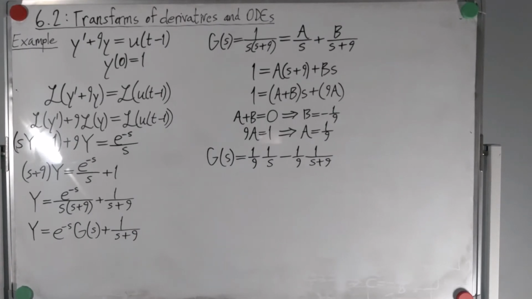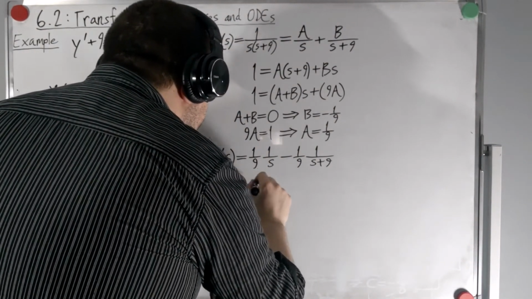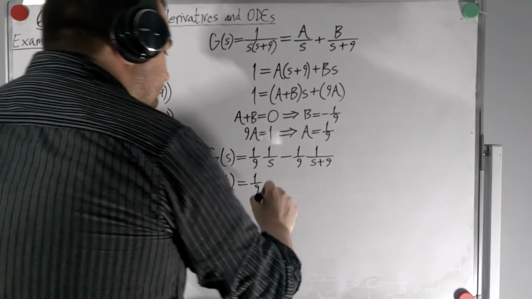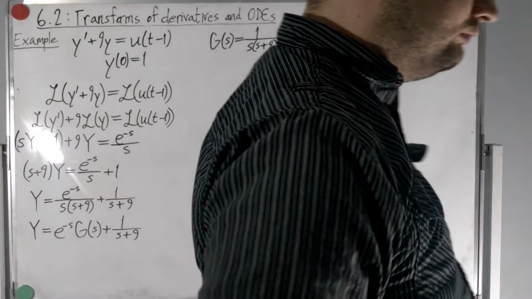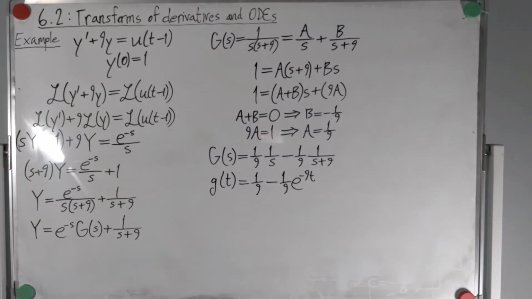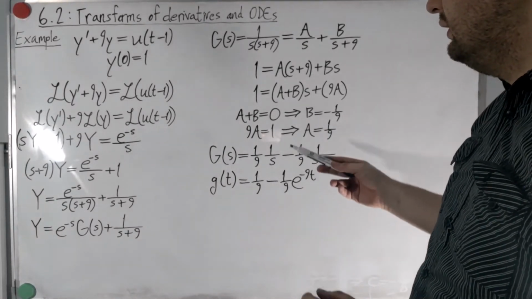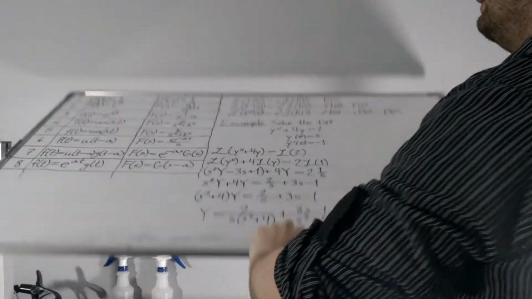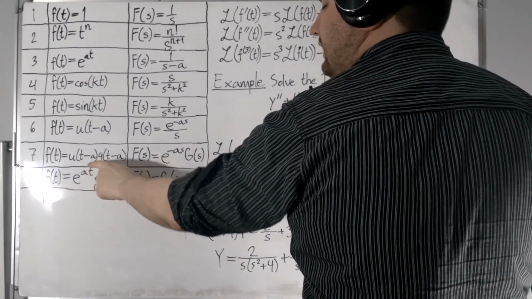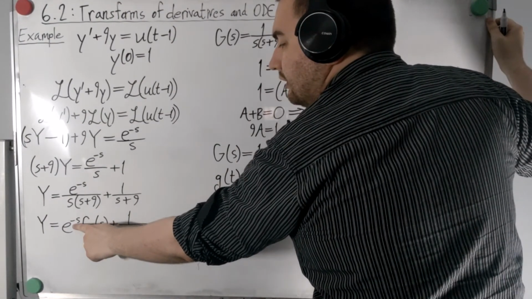And then we need the inverse Laplace transform of that, which I'm going to call lowercase g(t). That will be 1/9 times 1 minus 1/9 e^(−9t). And you can realize that by just looking at the table. Okay, so now we have g(t). According to rule 7, what we need is u(t − a) times g(t − a), where in this case a is just 1.